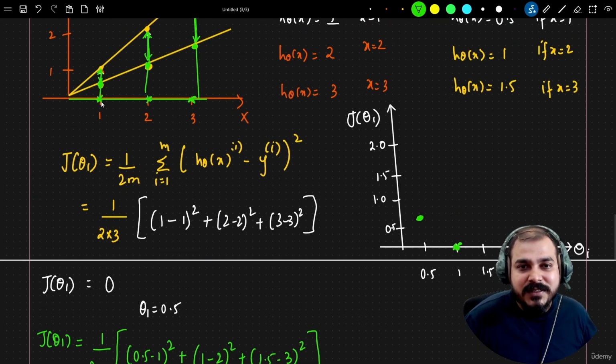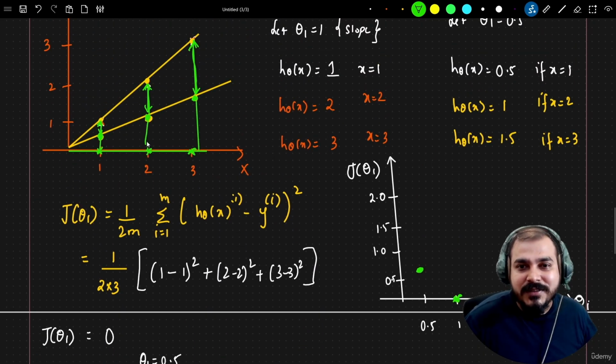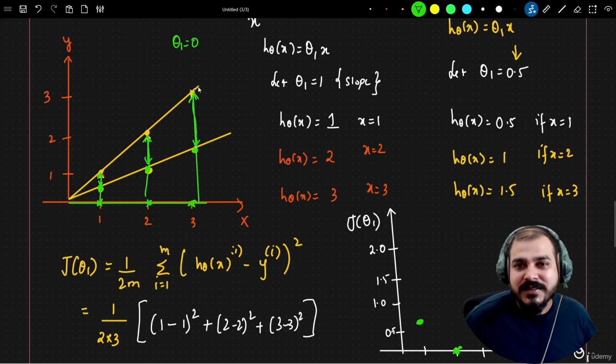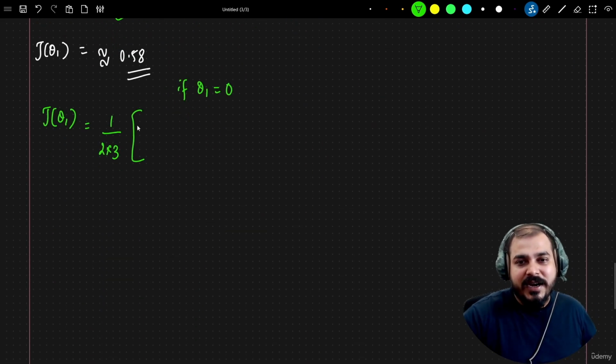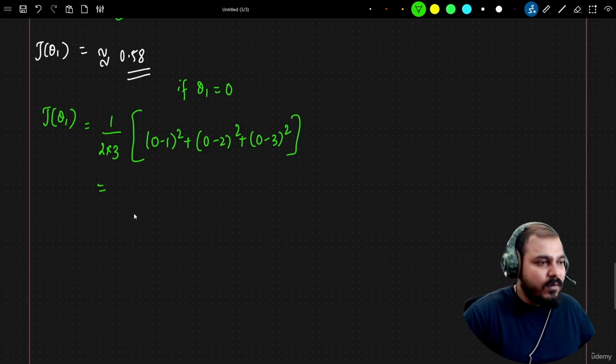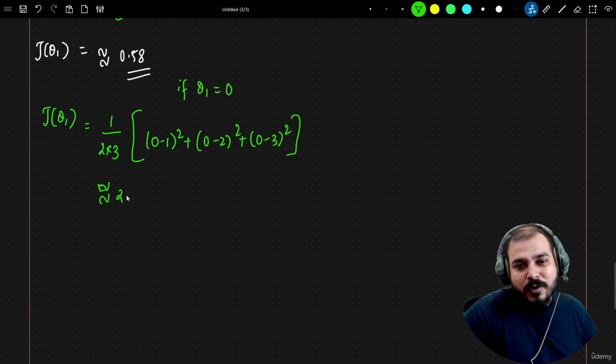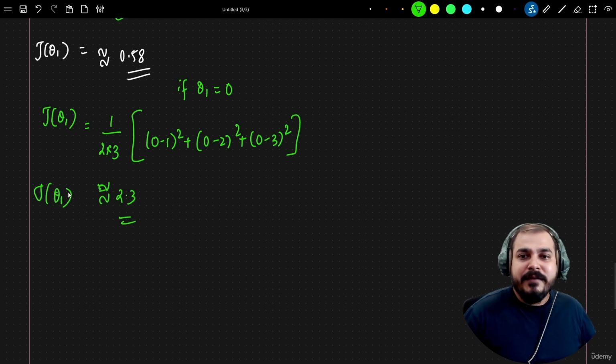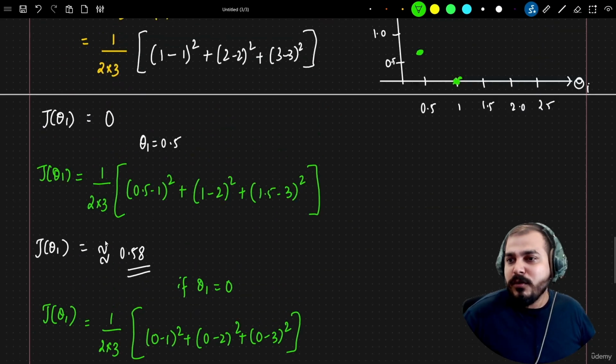And theta 1 is first 0, so 0 minus 1 whole square, then 0 minus 2 whole square, then 0 minus 3 whole square, right? So I'm just going to write it like this: (0 minus 1) whole square plus (0 minus 2) whole square plus (0 minus 3) whole square. Now obviously this is not the best fit line. Obviously I am going to get my error quite high. So it will be somewhere around 2.3. So J of theta 1, when theta 1 is equal to 0, is nothing but 2.3.